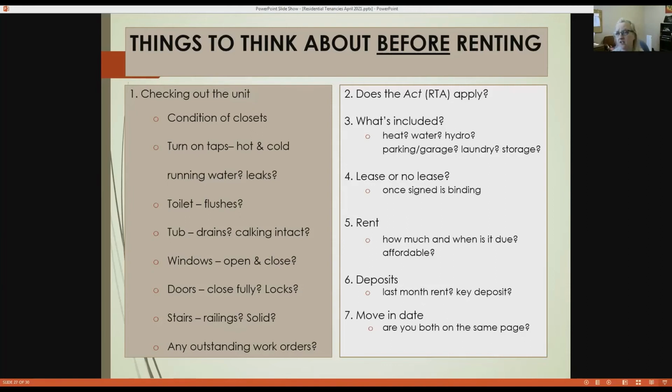Now, if you don't have a lease agreement, you're automatically a month-to-month tenant. And once a lease expires, then you're automatically a month-to-month tenant. A landlord cannot kick you out just because the lease is over. That's not how it works.